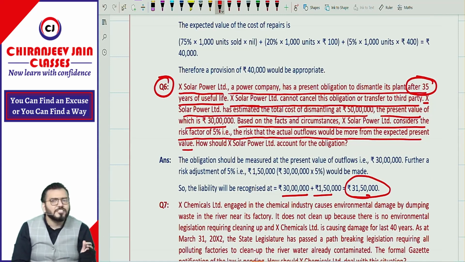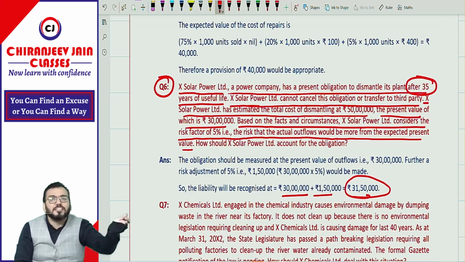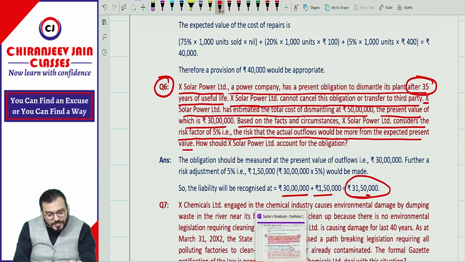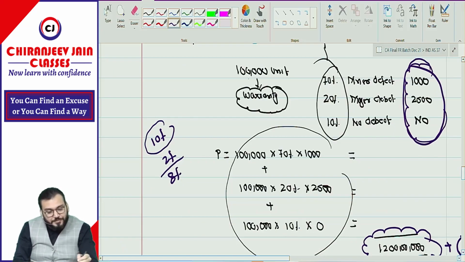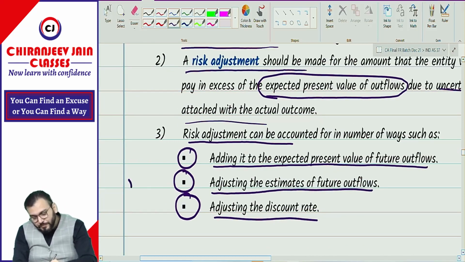Easy. This type of question may come, or they may give you some question regarding the increase in discount, adjustment in discount rate or adjustment in the outflow, estimated outflow. Understood? So you can do as per the information given in the question. Correct? This also, so you can add on, refer which question we have done right now.